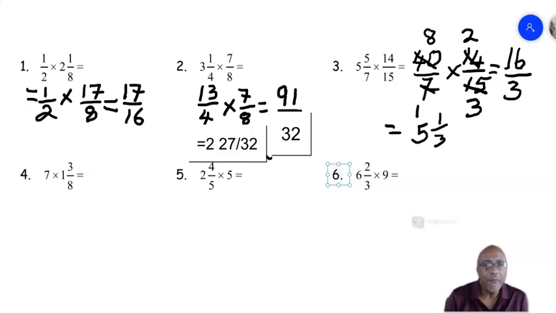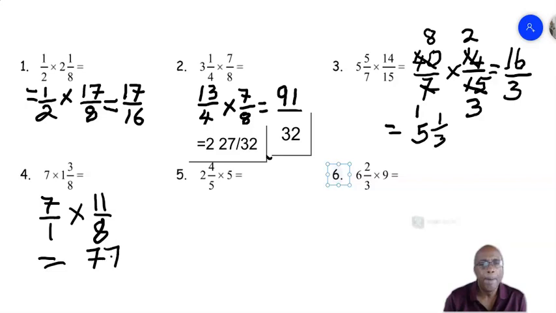Number 4, 5, and 6, they have whole numbers. Anytime you multiply by a whole number, then you write it as a fraction, which is the number over 1. So number 4, 7 is 7 over 1. We multiply by, convert 1 and 3/8 to an improper fraction. 1 times 8 is 8. 8 plus 3 is 11. So we have 11 over 8. No common factors, so 7 times 11 is 77. And 8 times 1 is 8. Convert to a mixed number. 8 into 77 is 9. 9 times 8 is 72, so 9 remainder 5 over 8.